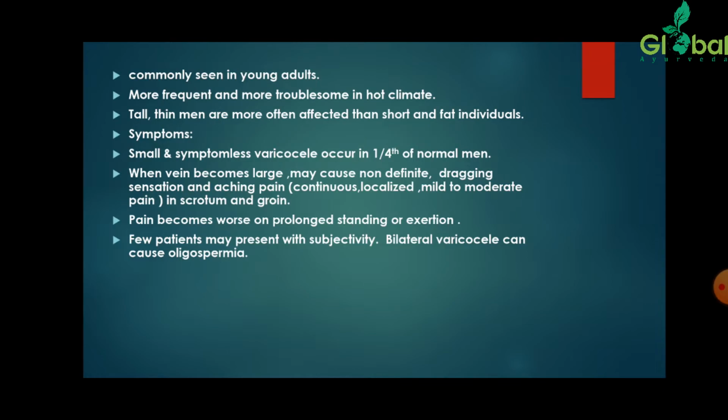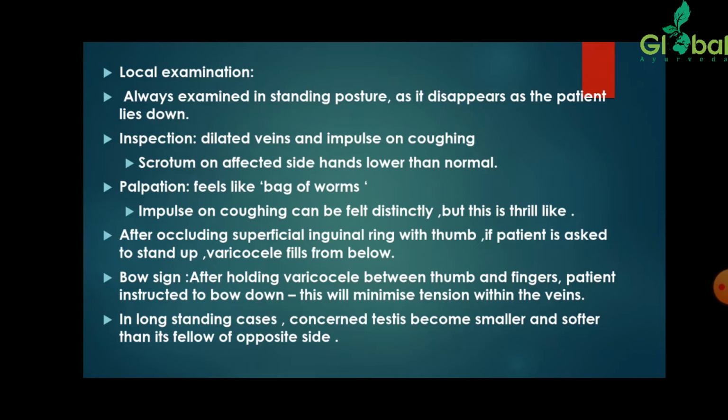Local examination. Always examine in standing posture as it disappears when the patient lies down. Inspection: dilated veins and impulse on coughing. Scrotum on affected side hangs lower than normal. Palpation feels like bag of worms. Impulse on coughing can be felt distinctly, thrill-like. After occluding superficial inguinal ring with thumb, if patient is asked to stand up, varicocele fills from below. Bow sign: after holding varicocele between thumb and finger, patient is instructed to bow down, which minimizes tension within the veins. In long-standing cases, the concerned testis becomes smaller and softer than its fellow of the opposite side.